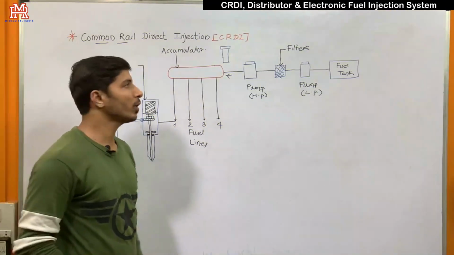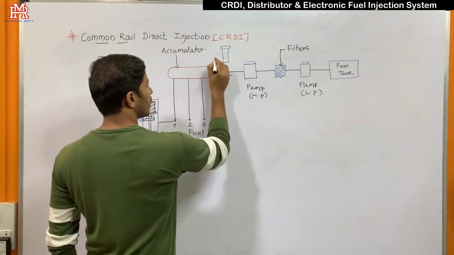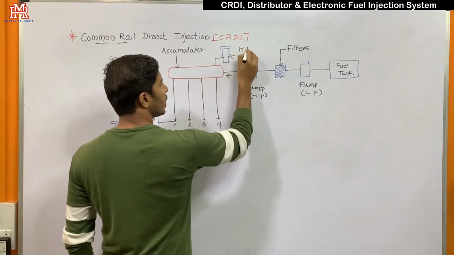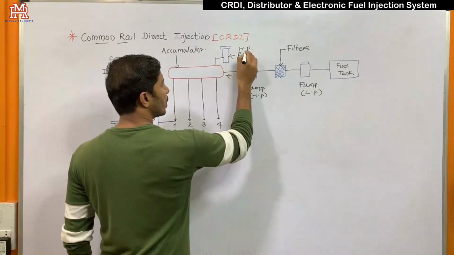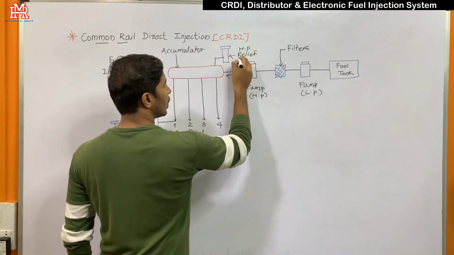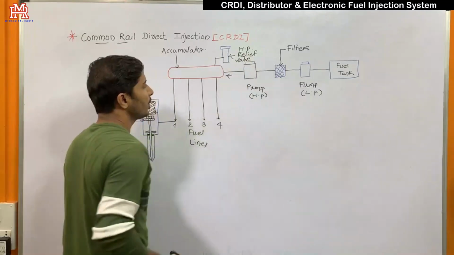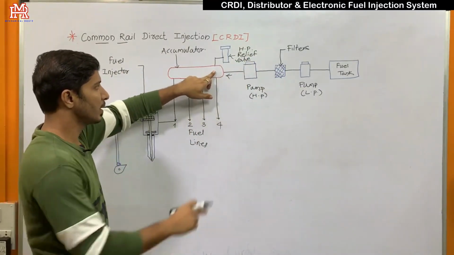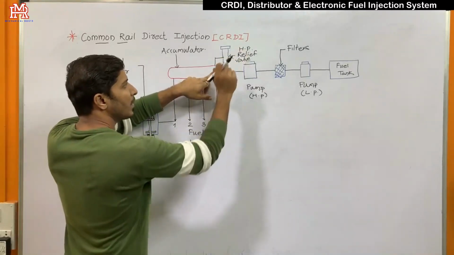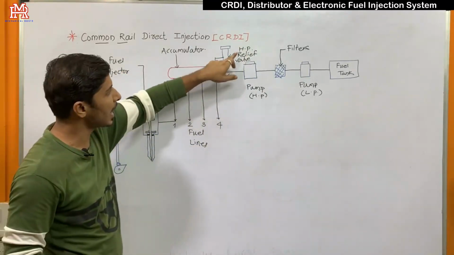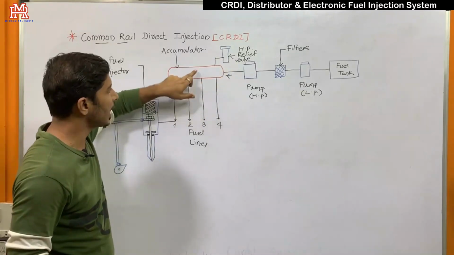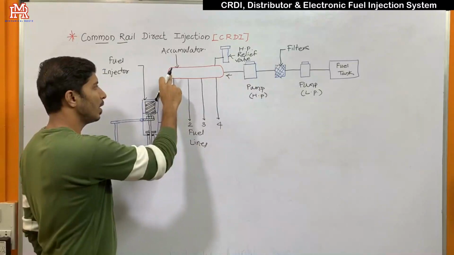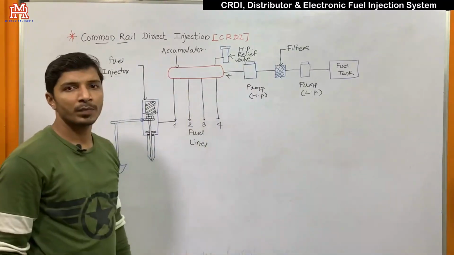And then the next component is this valve. This can be called the high pressure relief valve. When high pressurized fuel enters this passage, it will enter through this high pressure relief valve. With the help of this high pressure relief valve and this accumulator, proper pressure is maintained and that pressure is transferred to all the fuel lines.